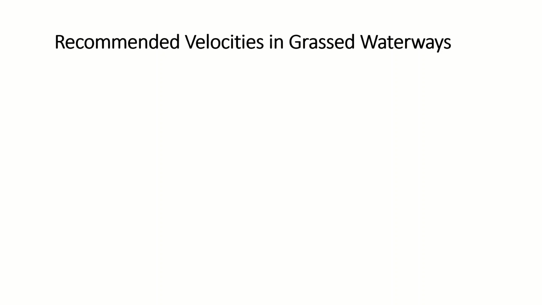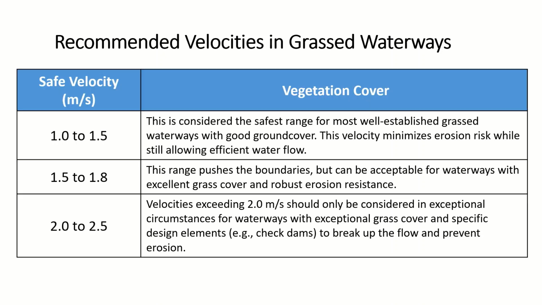So let us discuss the recommended velocities in grass waterways. 1 to 1.5 meter per second is considered to be safe for most well-established grass waterways with good ground cover. So this velocity, 1 to 1.5 meter per second, will minimize the erosion risk while still allowing efficient water flow.